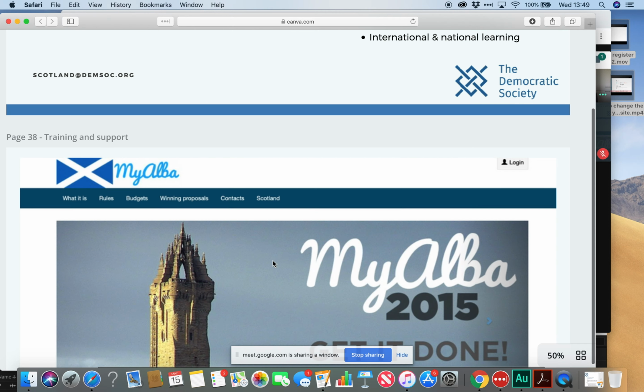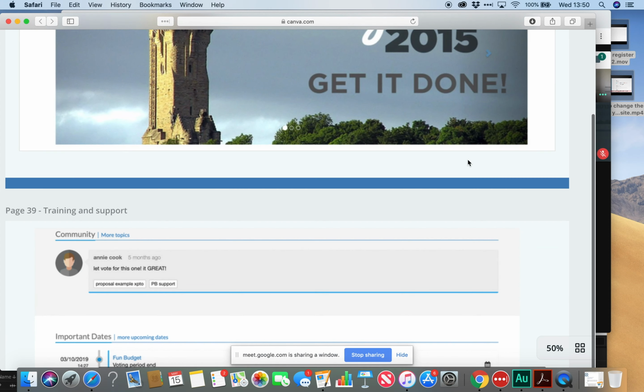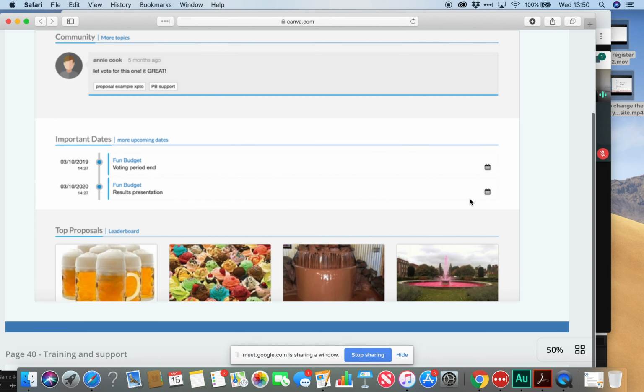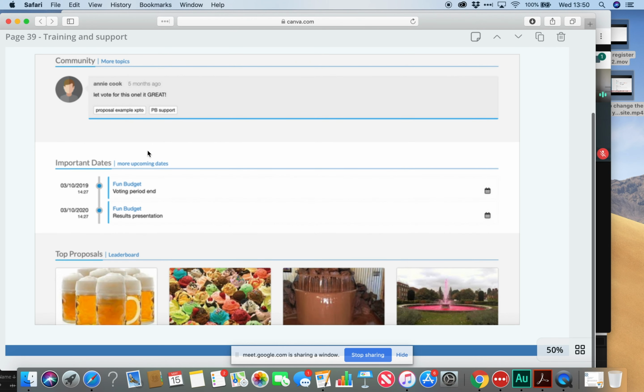So this is the demo. This is the Democratic Society's demo of Participatory. At the top here, you've got what it is, rules, budgets, proposals, contacts, and just an extra thing. You can actually change the name of each of these things. You can change what it looks and feels like. So here again is another Participatory page. You can have timelines and top proposals, so you can have a leaderboard.